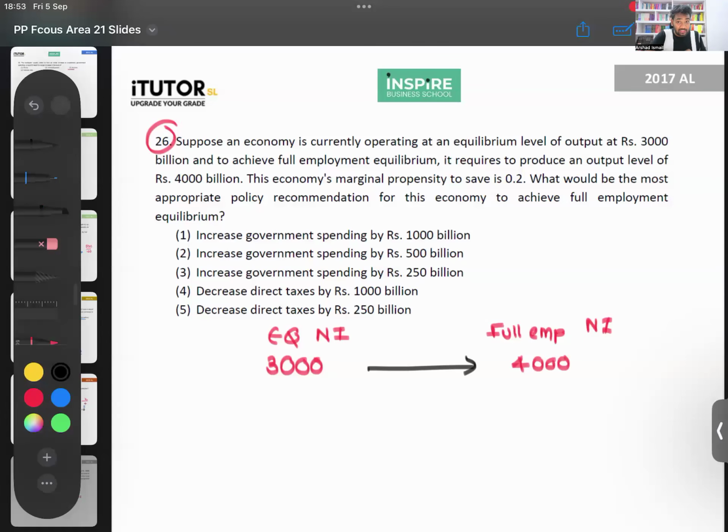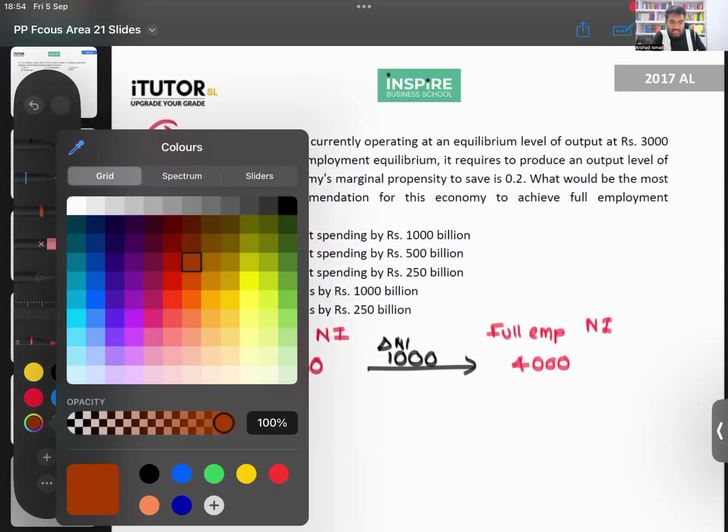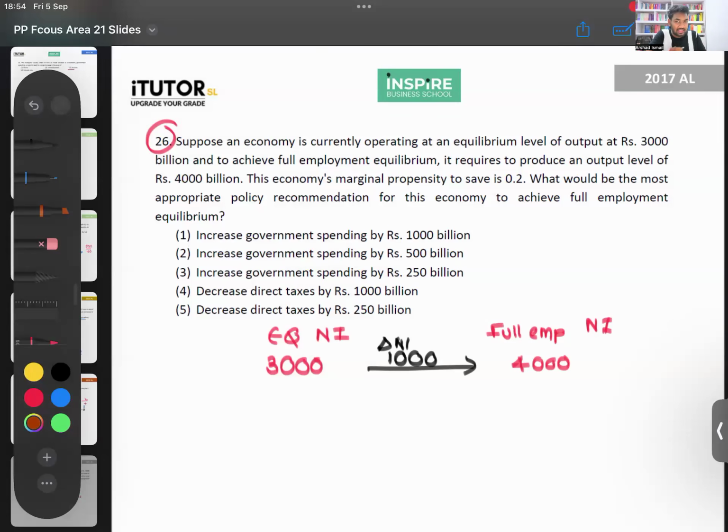First, can you tell me, to go from 3,000 to 4,000, by how much should your national income change? It has to change by 1,000. It has to increase by 1,000. Okay. So then we look at both the government expenditure multiplier and the tax multiplier, because the answers have both.